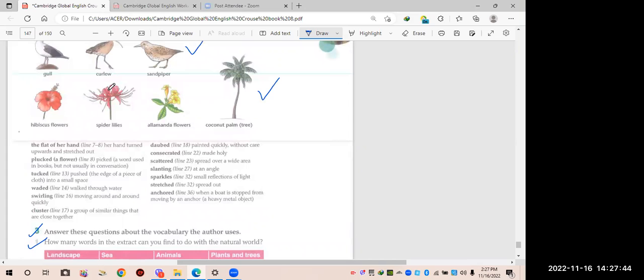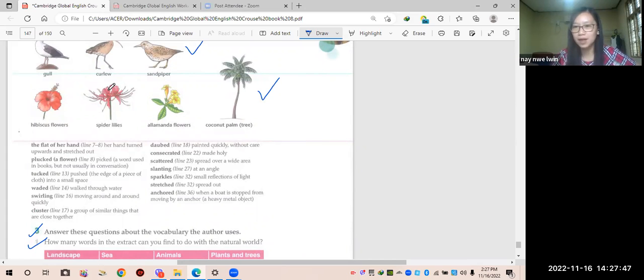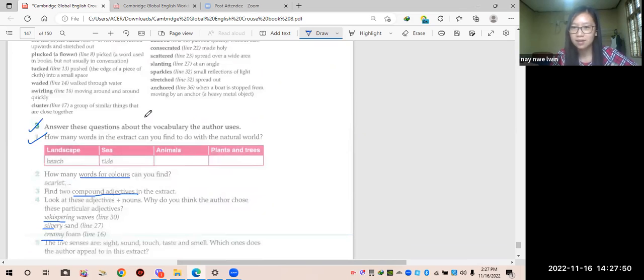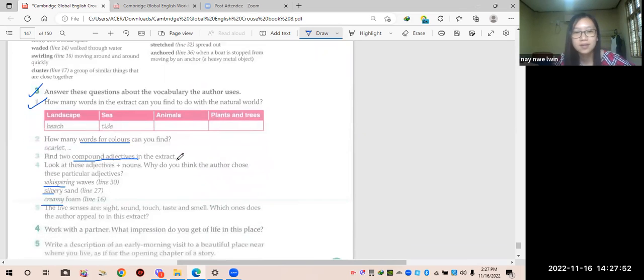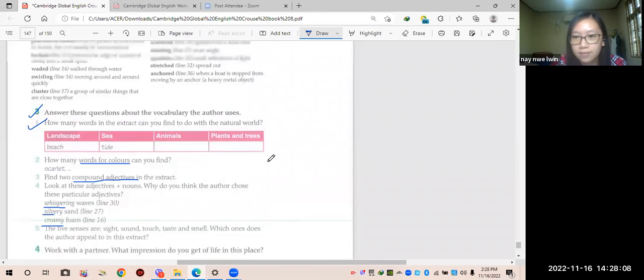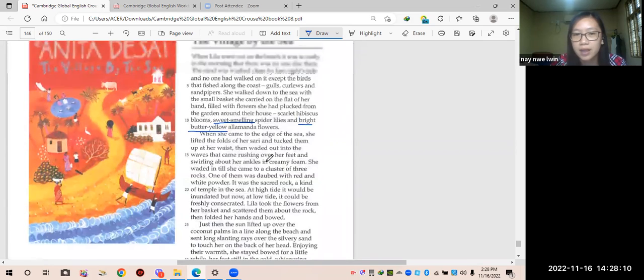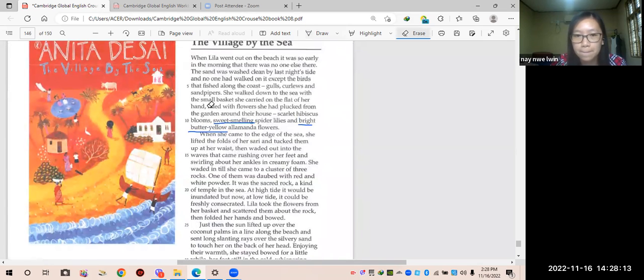Sight, sound, touch, taste, and smell. You're quite familiar with these, right? Which one does the author appeal to in this extract? How many senses can we find in it? How many sense vocabulary words have been used? Can you find the sense vocabulary in the text? Again, you have to pay attention to the vocabulary that shows the senses. So tell me, how many sense vocabulary words did she use?